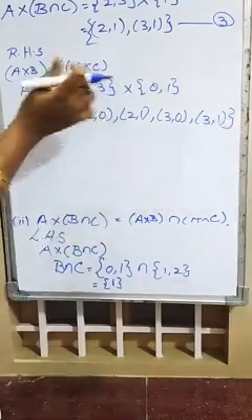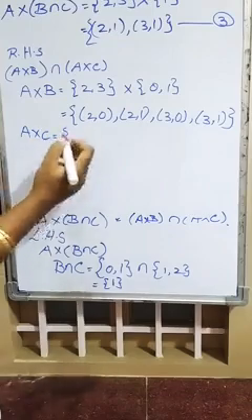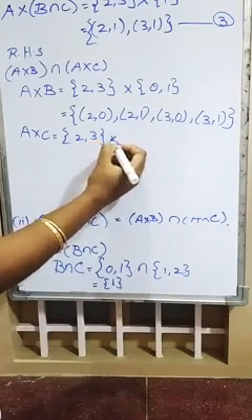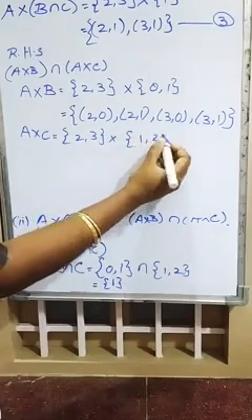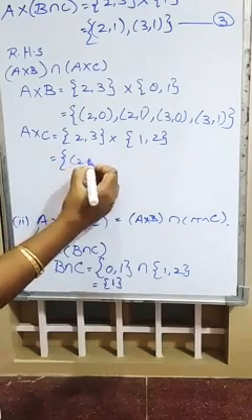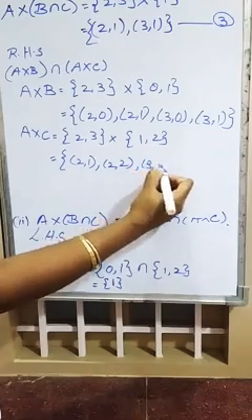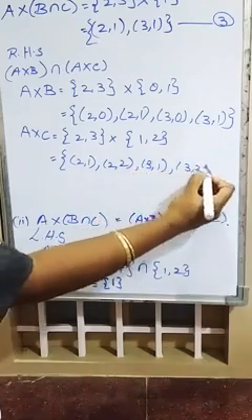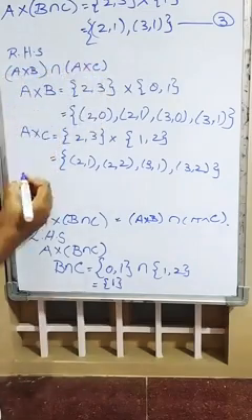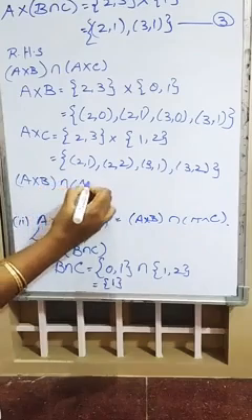Now find A cross C. A is {2, 3} and C is {1, 2}. What are the answers? Yes, correct. (2,1), (2,2), (3,1), (3,2). Good. Now you have to find the intersection of these two, that is (A cross B) intersection (A cross C).